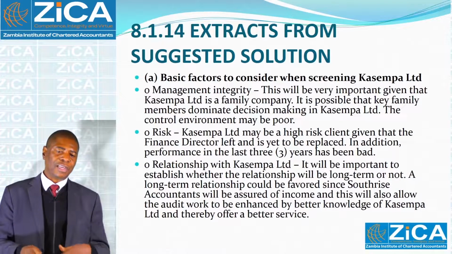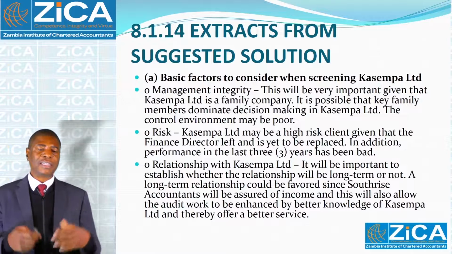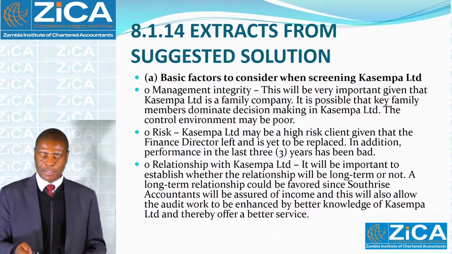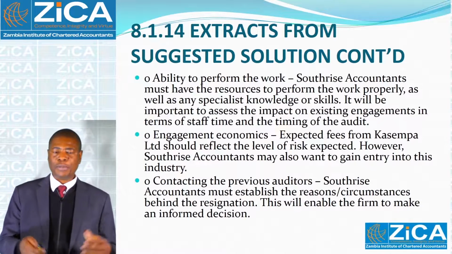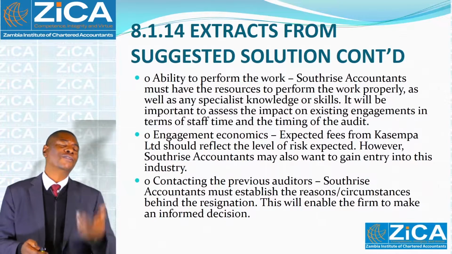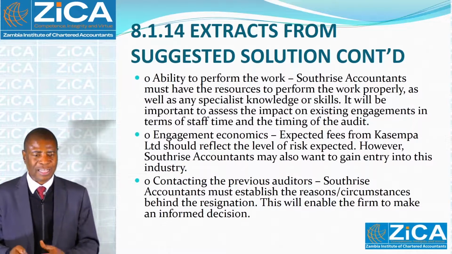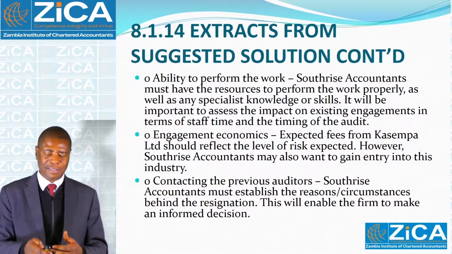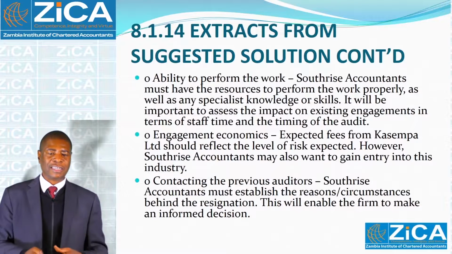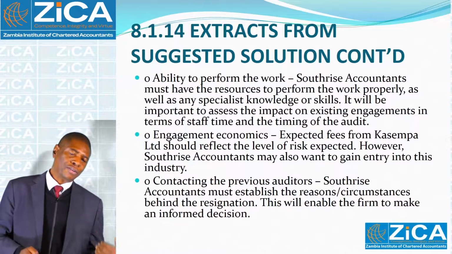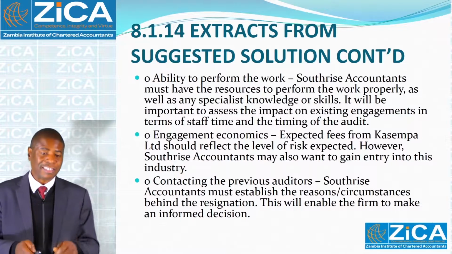So the factors were given there: management integrity, the risk, relationship with Kasempa in case there are any ethical issues, and also ability to do the work. Can you do the work as an auditor? Because don't accept what you cannot do. Engagement economics, we're in business. The expected fees from this assignment, is it going to cover our costs? Are we going to make a profit on it? And also, if there are previous auditors, try to contact them. Like in this case, there were previous auditors.